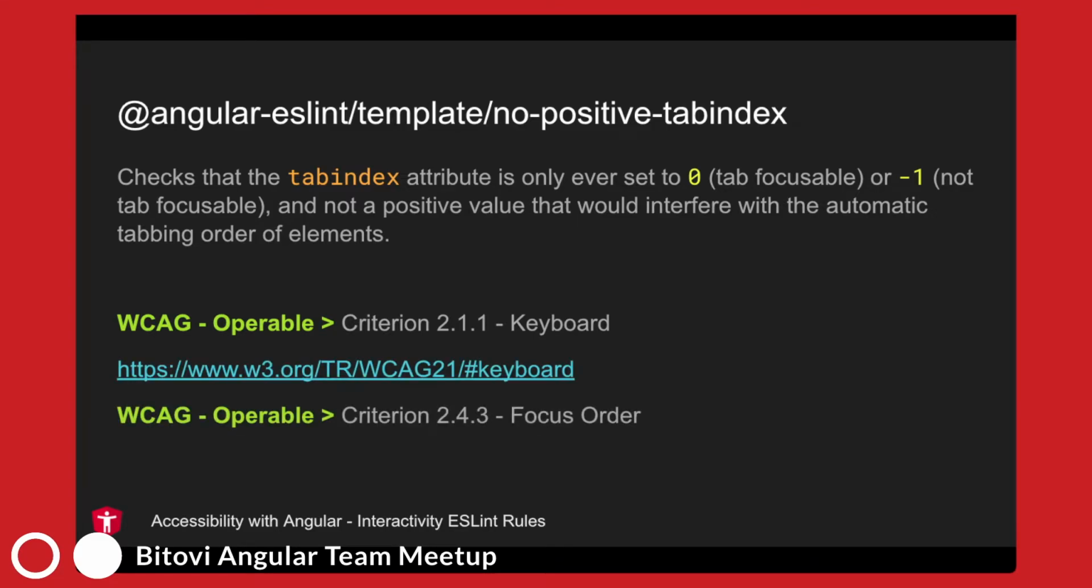And then 2.4.3 Focus Order says that if a web page can be navigated sequentially and the navigation sequence affects meaning or operation, focusable components receive focus in an order that preserves meaning and operability. So this is connecting back to that goal of not making it so that tabs move between elements in a way that you wouldn't expect based on just the flow of your document.